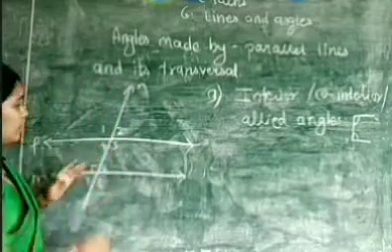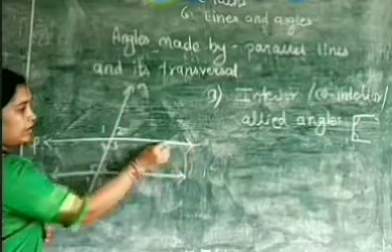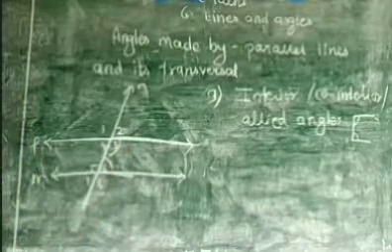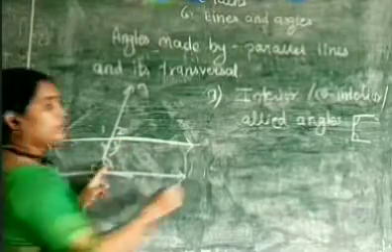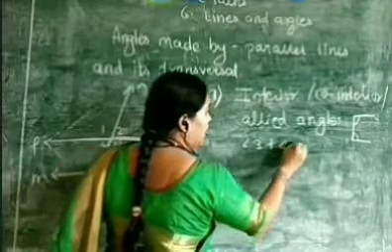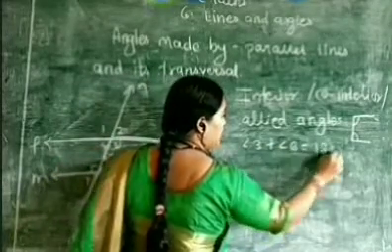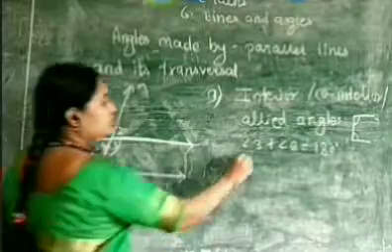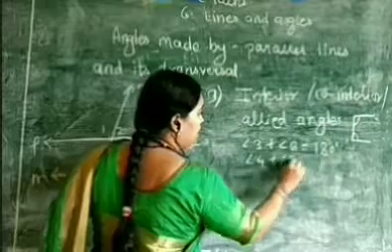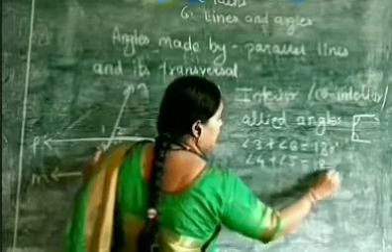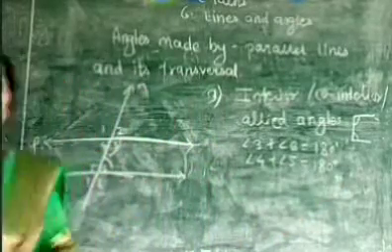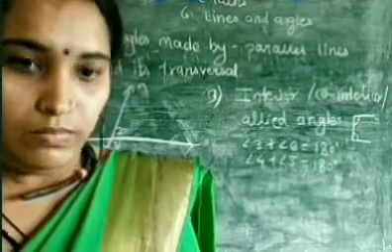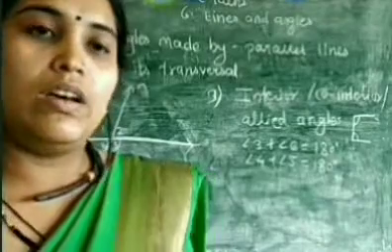From here, which are the interior angles? See here, angle 3 and angle 6 form on the same side of the transversal. So angle 3 plus angle 6 is equal to 180 degrees. Then angle 4 plus angle 5 is equal to 180 degrees. Understood? All of you understood? Interior angle.